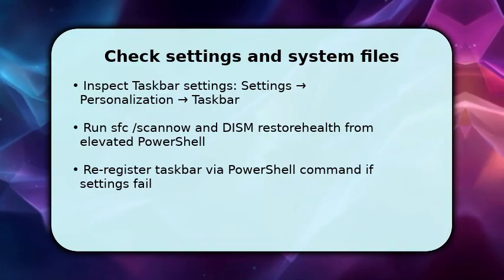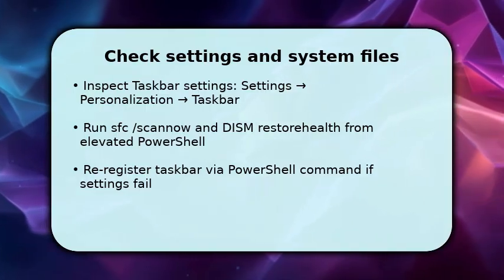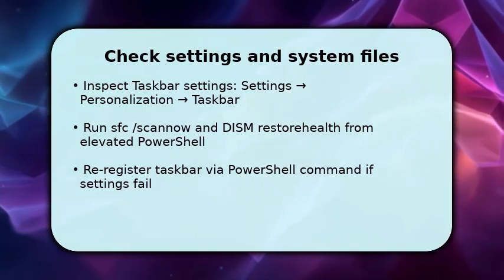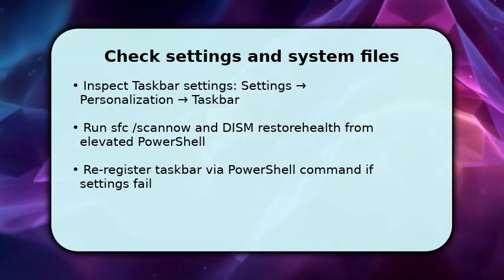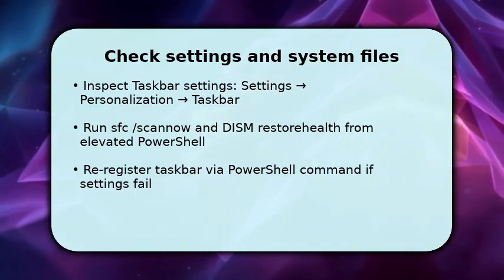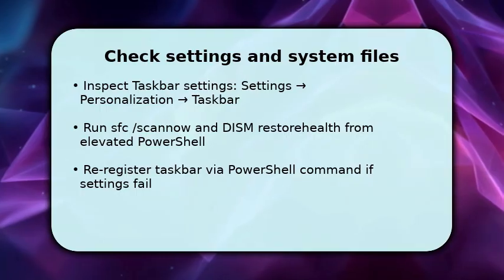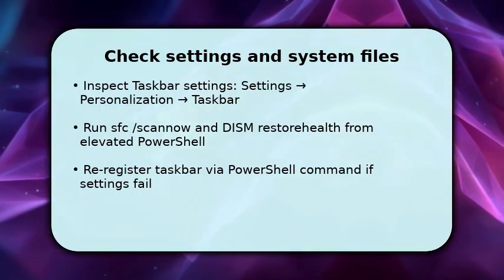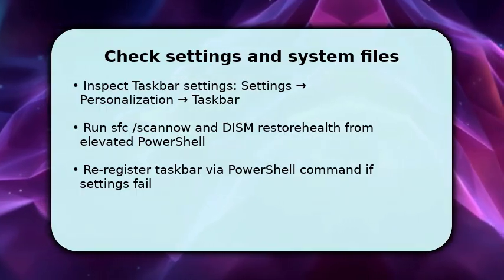If settings look correct, run System File Checker to repair corruption. Open Elevated PowerShell and run sfc /scannow, then dism /online /cleanup-image /restorehealth. These fix damaged components that prevent the taskbar from loading.